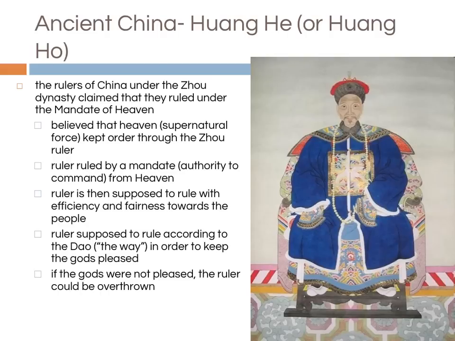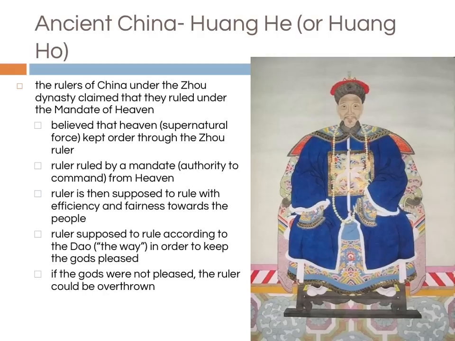or from the gods. So what the Chinese believed in this time period was that heaven or supernatural forces kept order in society through the chosen ruler. He ruled by a mandate or authority directly from the gods. Therefore, if he's representing the gods and is given power from the gods, he is supposed to rule with efficiency. He's supposed to be fair, basically be a good leader, have good morals, that sort of thing.